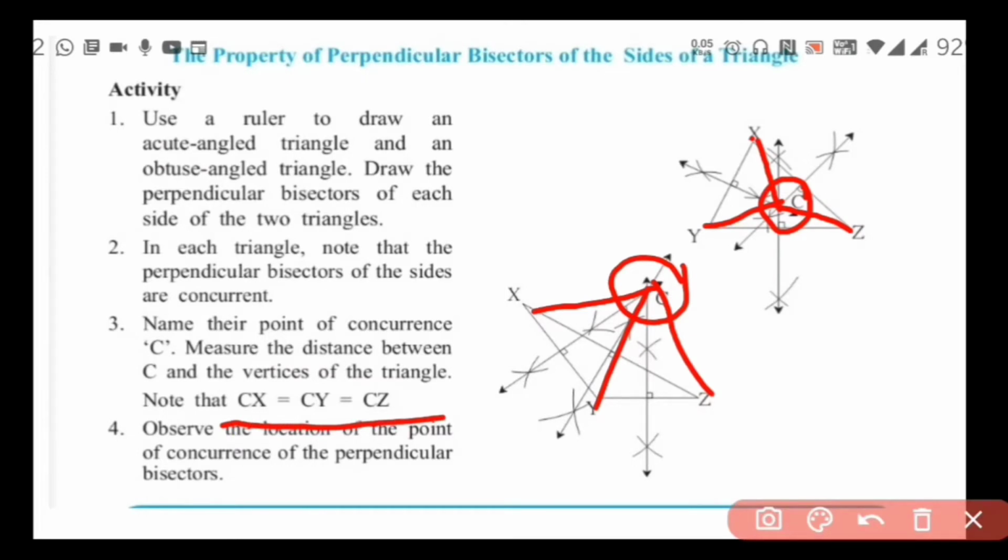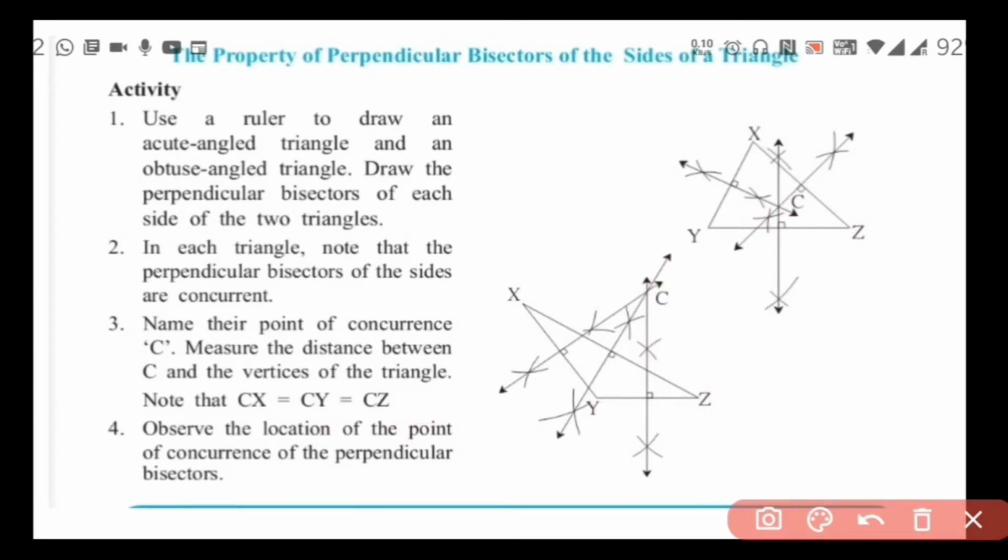Now, next is to observe the location of the point of concurrence of the perpendicular bisectors. So what can we observe? In an acute angle triangle, the point of concurrence is in the interior of the triangle, but in an obtuse angle triangle, the point of concurrence is in the exterior of the triangle. It is outside of the triangle.